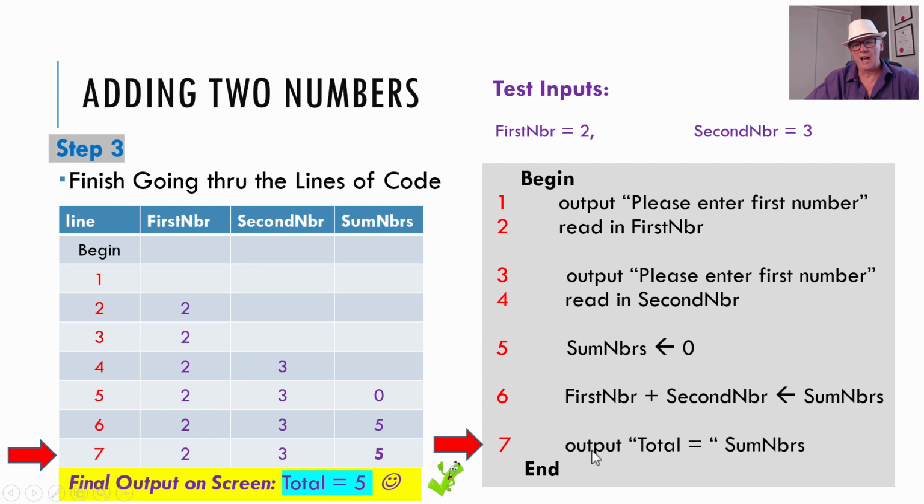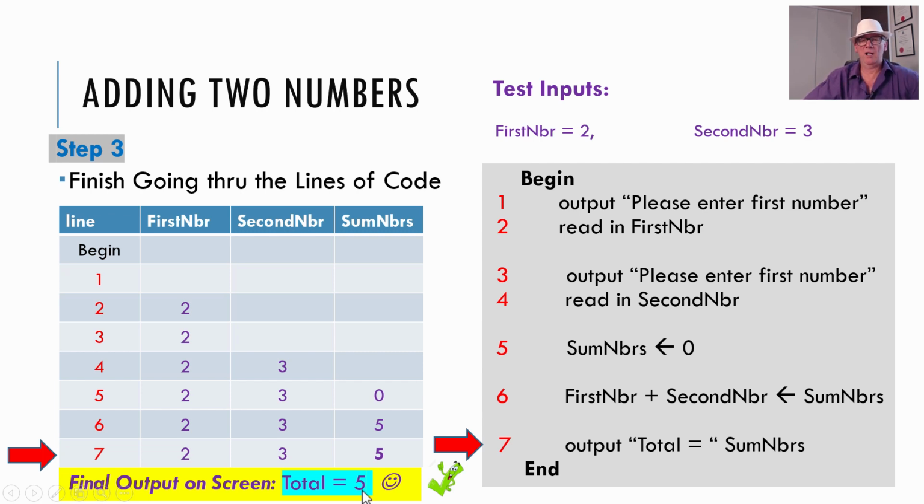Okay, so this last line says output total equals some numbers. So it's going to write onto the screen the word total and put an equals sign and leave a space. Then it's not going to put the words some numbers, it's going to go into computer memory and see what some numbers is. Well, some numbers is 5, and so 5 is going to get put in here. So on the screen, we'll have total equals 5. All right, so that's what the output is.